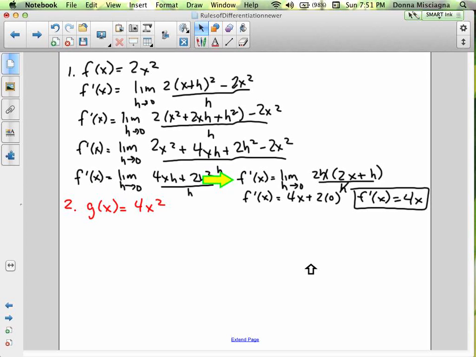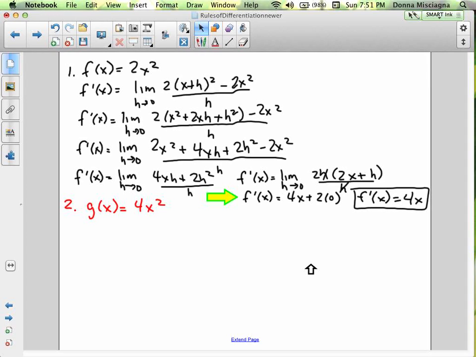That leaves me with f prime of x equals 4x. And now, once we plug in the 0 for h, we're going to drop the limit, because now it's no longer a limit, we're evaluating. So it's a limit, but we're evaluating. So we don't need to say limit anymore once we get to the evaluating stage.